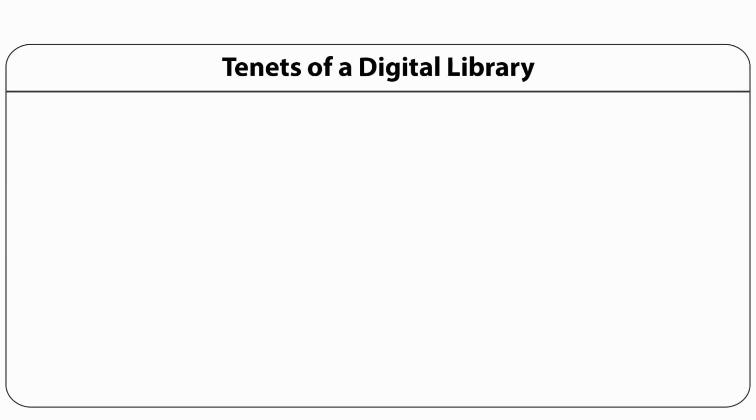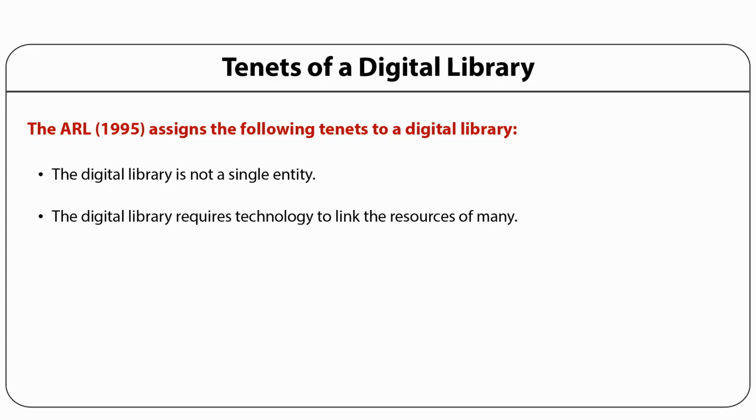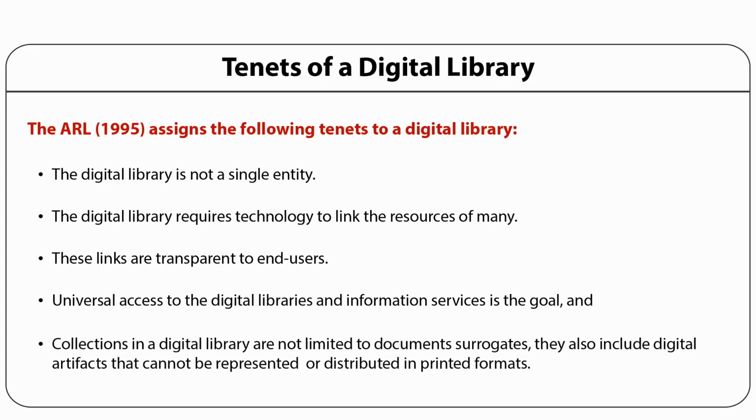Having defined the term digital library, let us look at the tenets of digital library. The ARL assigns the following tenets to a digital library. The digital library is not a single entity. The digital library requires technology to link the resources of many. These links are transparent to end users. Universal access to digital libraries and information services is the goal. And finally, collections in a digital library are not limited to document surrogates. They also include digital artifacts that cannot be represented or distributed in print format.